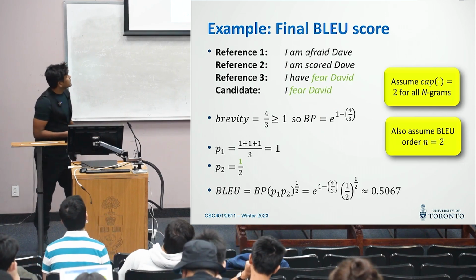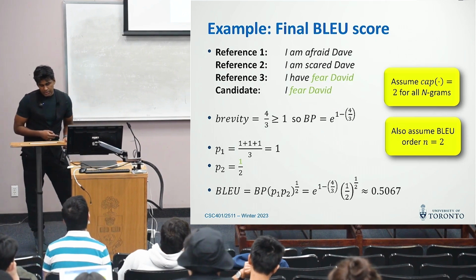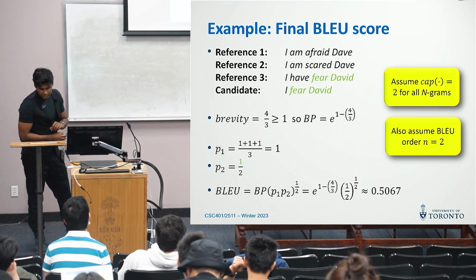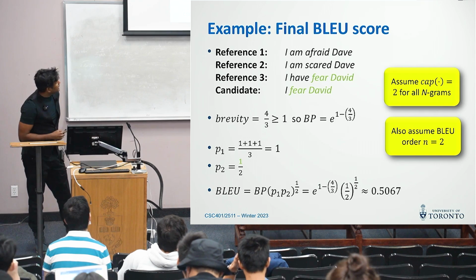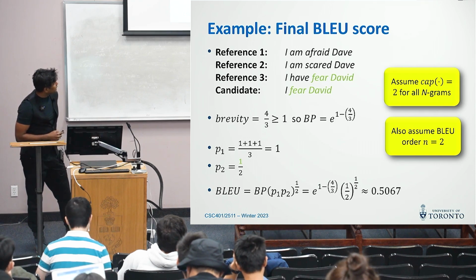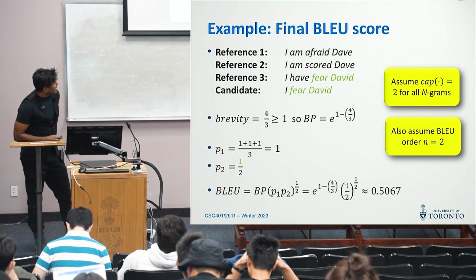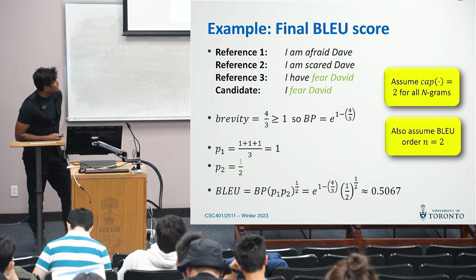Okay, and this is another example of the final BLEU score on a shorter sentence. So you have 3 references, and the candidate is I Fear Dave. And you calculate the brevity score. It's shorter than the reference. And then you calculate the unigram precision, the bigram precision, and then you multiply them to get the overall BLEU score.